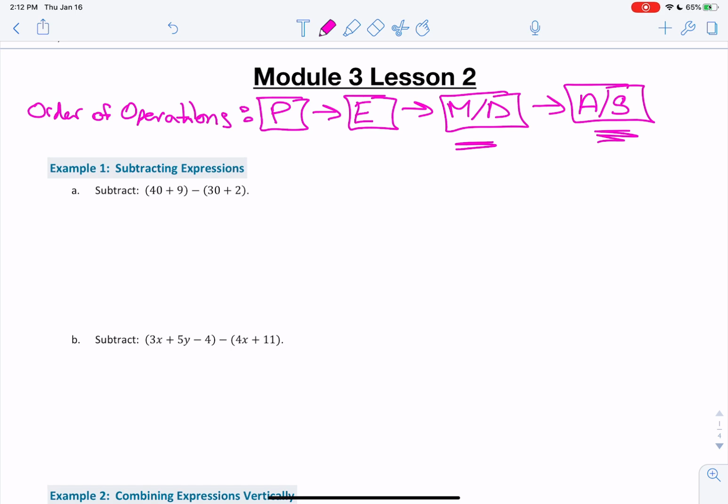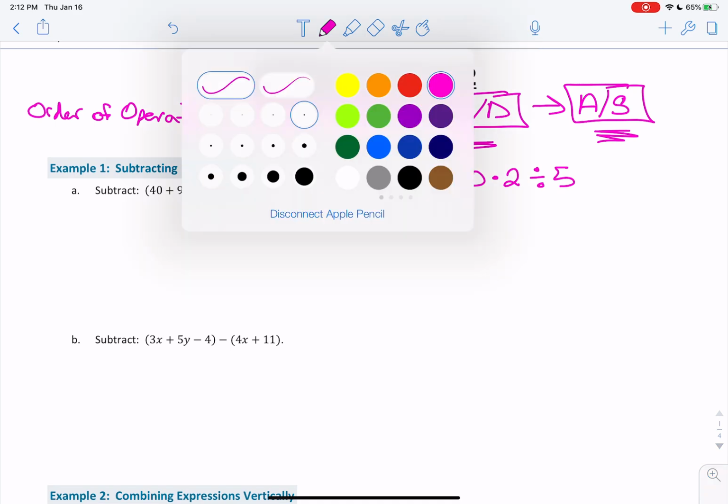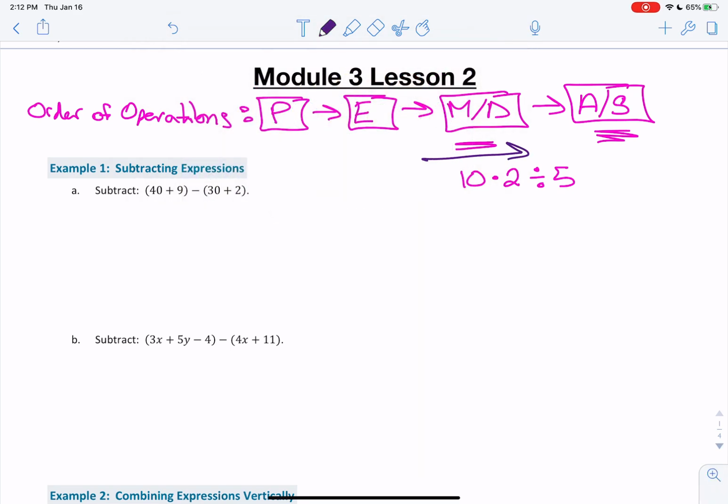So an example of that would be if I had 10 times 2 divided by 5. Then in this case, remember, you always read from left to right. So we're always reading just like you read a book, from left to right. In this case, we would do the multiplication first and we'd get 20. And then we would divide and we'd end up with 4.